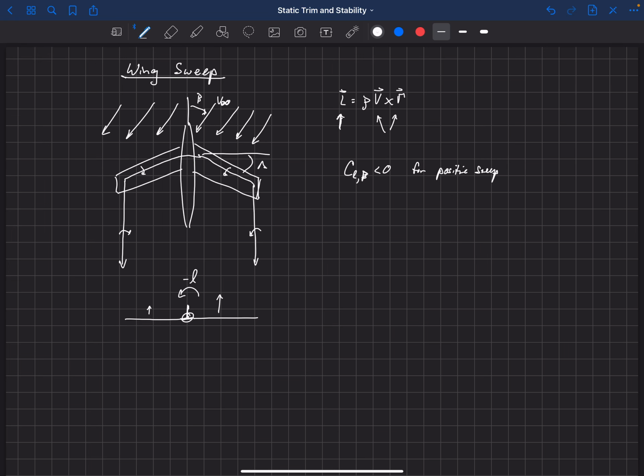Okay, so if we have positive sweep, and remember that that sweep is defined here as this angle here, and we usually use lambda and maybe subscript it with c over 4. That's the chord sweep. Anyway, you can measure that relative to the leading edge or the trailing edge. But anyway, if we have positive sweep, then we will have negative C_L comma beta.